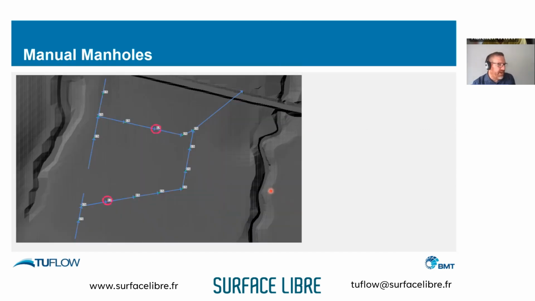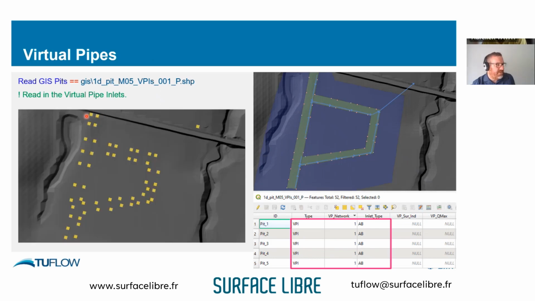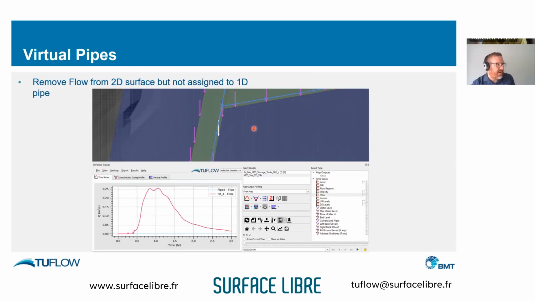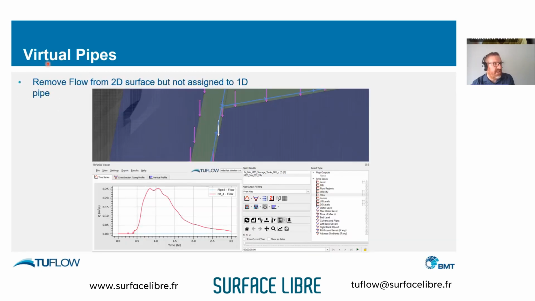So in this instance, manholes we've covered. So virtual pits. We've got the virtual pits along the edge of this road in this instance. This just provides us with the 1D 2D connection again. So you'll note that I haven't got the manholes represented. I've just got the inlets. They're providing the flow. I'm just using the GIS pit layer here, the virtual pipes. So this is taking the flow away from the 2D surface, but we're not actually applying it to the 1D pipe.